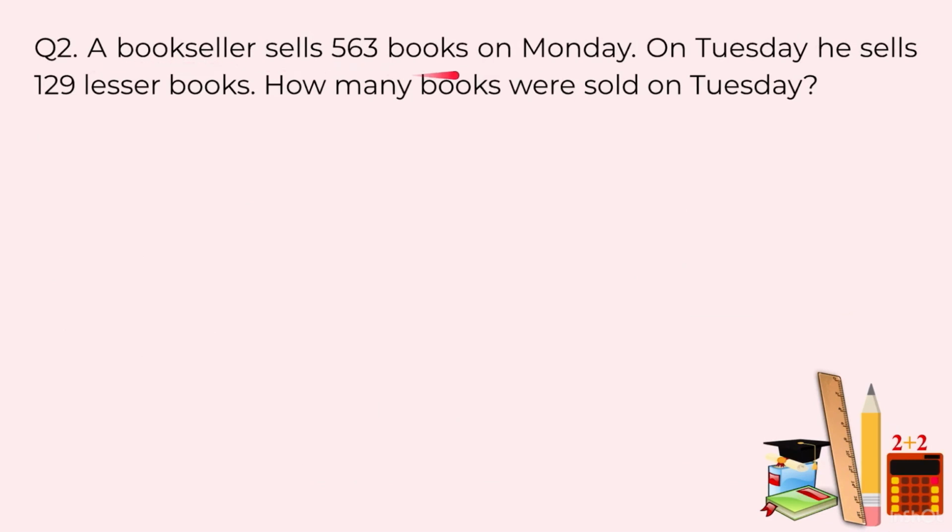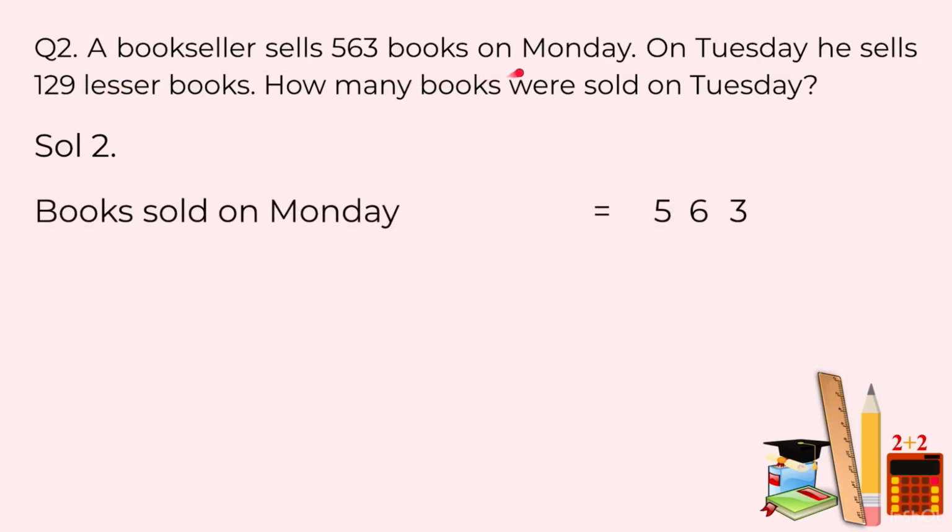Question 2. A bookseller sells 563 books on Monday. On Tuesday, he sells 129 lesser books. How many books were sold on Tuesday? Let us look at the first statement. A bookseller sells 563 books on Monday. So they are telling us about books sold on Monday. We will write that books sold on Monday is equal to 563.